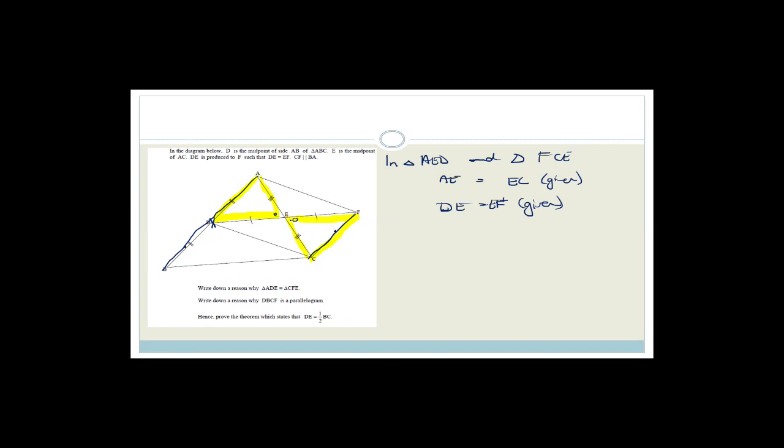And then we know that this angle is equal to that angle because they're vertically opposite. So we know that angle AED is equal to angle FEC. And you always want to go in the order they've been given. So it's single line, angle, triple line. Why? Because they're vertically opposite. Therefore, triangle AED is congruent to triangle FCE.